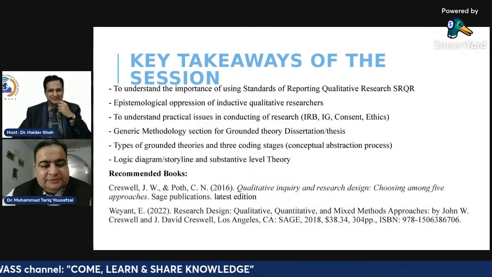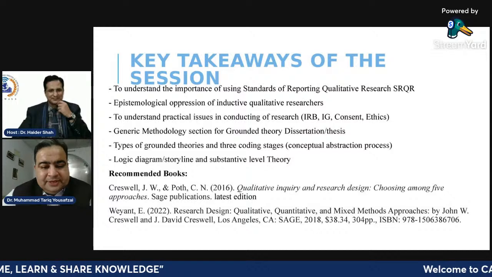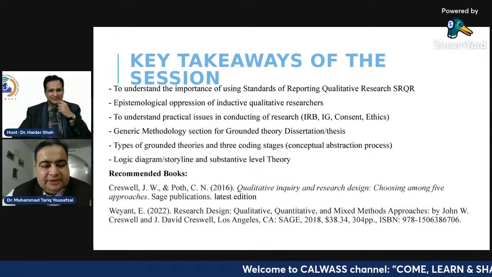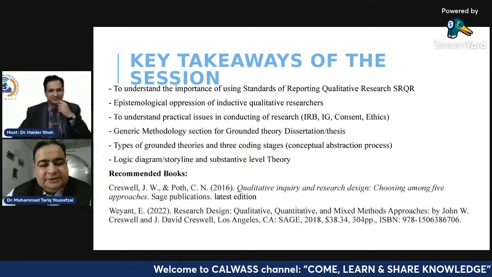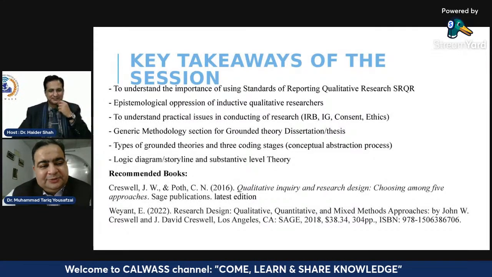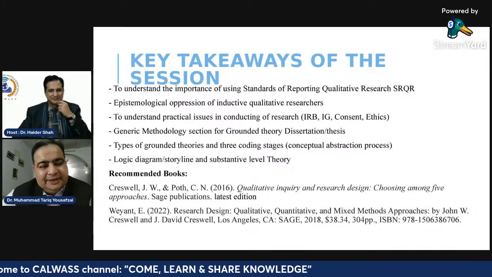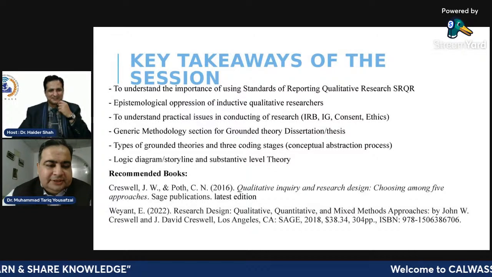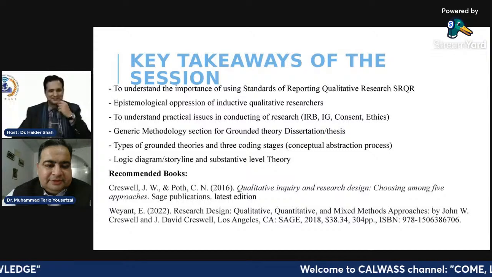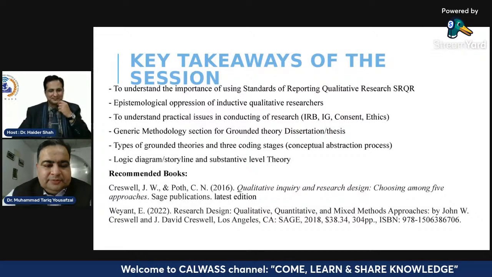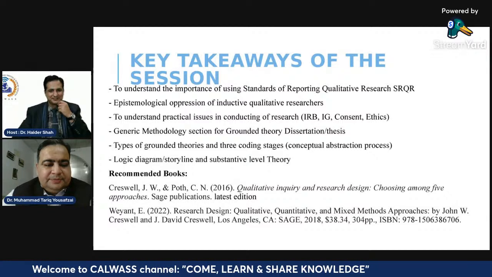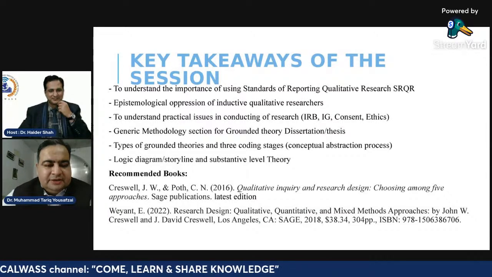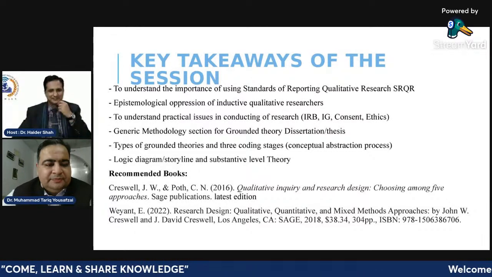The two books, Creswell and Poth, 2016, as well as Creswell and Creswell, these two books are available with me, and I can share with you as well as through our host, Dr. Haider Shah. So if anybody is interested, one of the important things is finding out the relevant book and reading it in totality. In the global south or in non-native speaking countries, the majority of the students struggle with reading voluminous books.